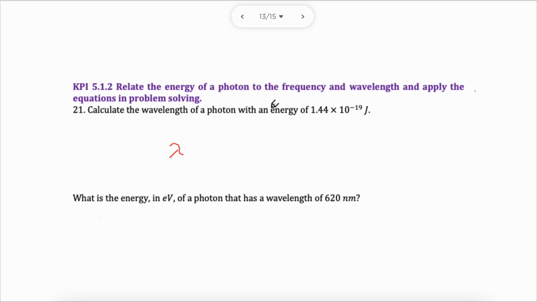We need to find the wavelength of a photon with the energy of this much. So we're given an energy, we need a wavelength, and we know there is a relationship between the two. E equals hc over lambda. That's the formula that we're supposed to use. Now, what I need to do is find lambda. Energy must be in joules. This is in joules, so we can go ahead and use it.